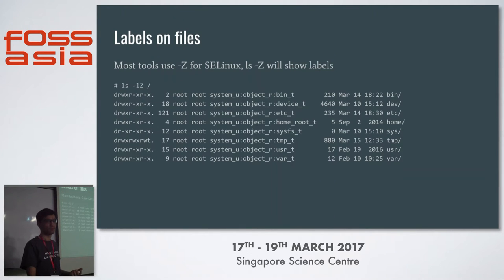So SELinux is pretty early. Somehow they claim dash Z on everything, which is awesome. So ls dash Z will list the types on files, and it looks like that. They're pretty obvious. Bin is bin, dev is device, slash etc is etc. Like, it's kind of obvious.